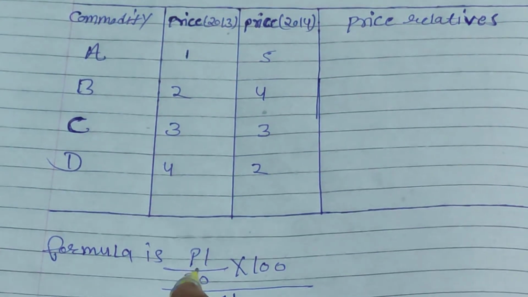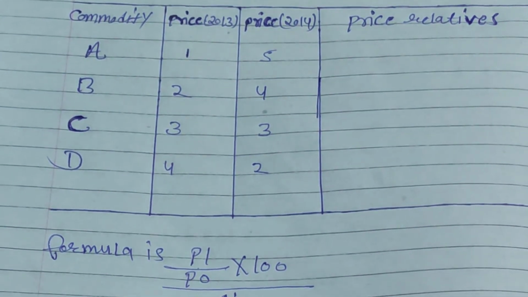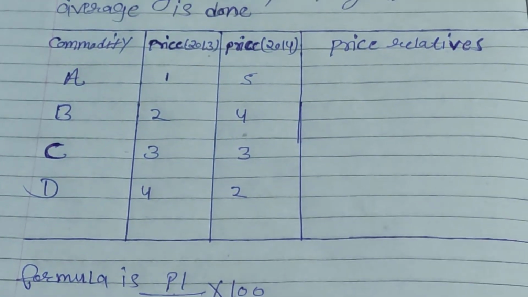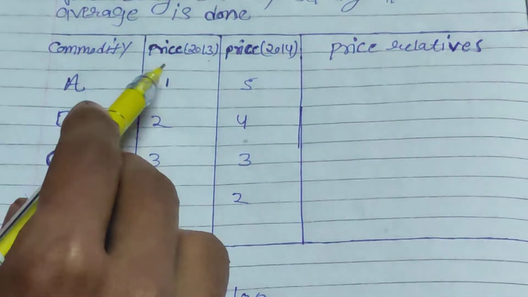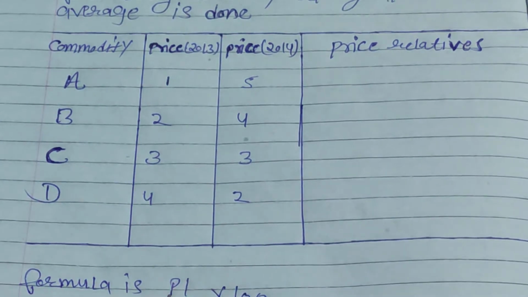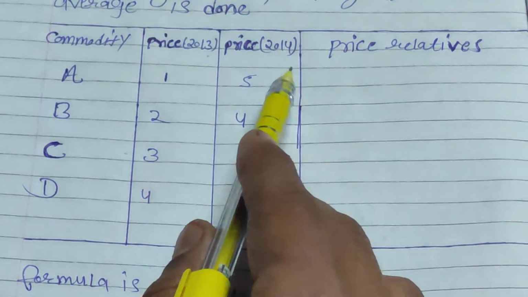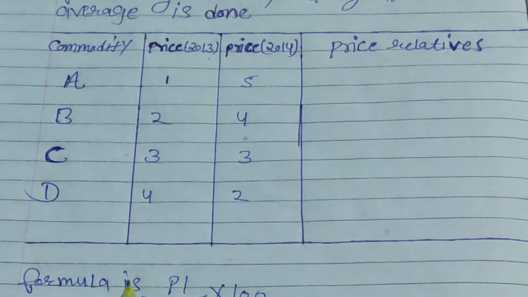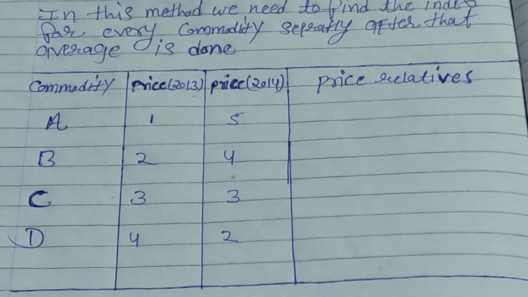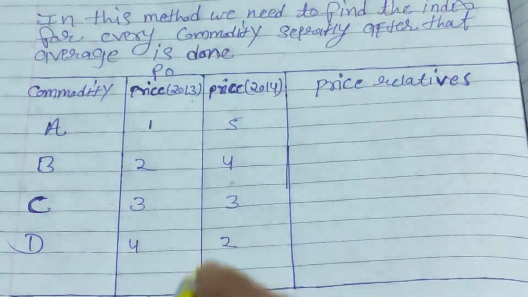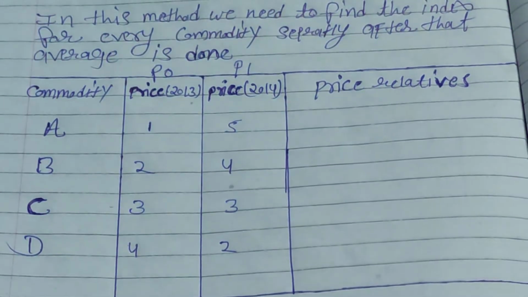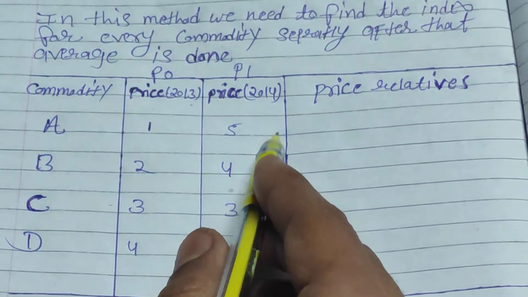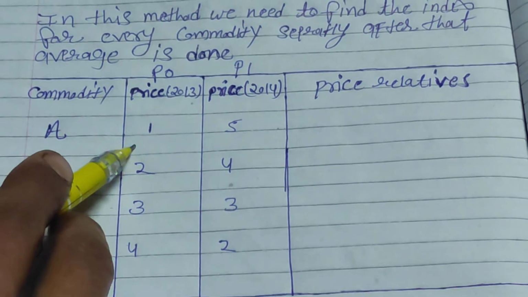Now what is meant by P1 and what is meant by P0? P0 means the price of 2013 and P1 means the price of 2014. So we will write P0 here and P1 here. P1 is the current year price and P0 means the base year price.